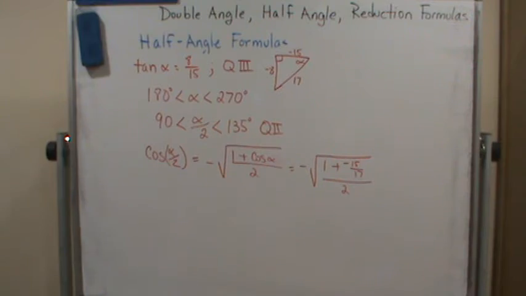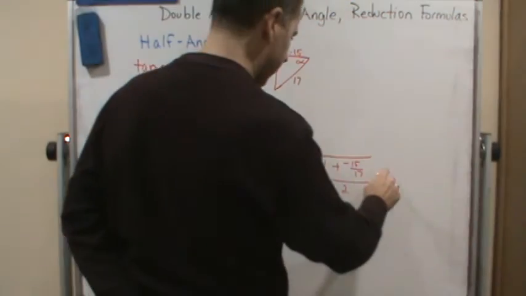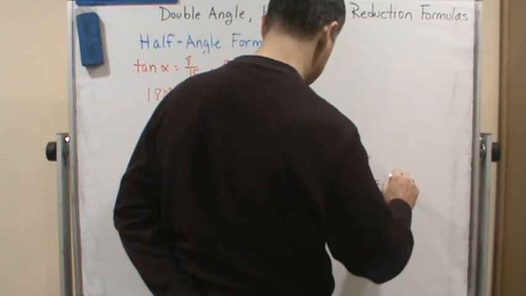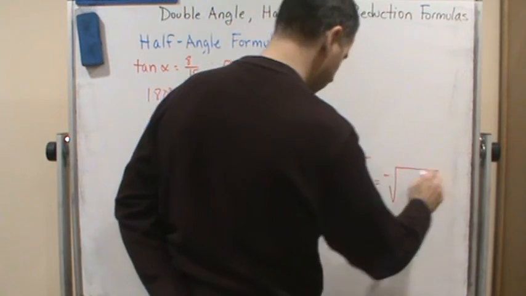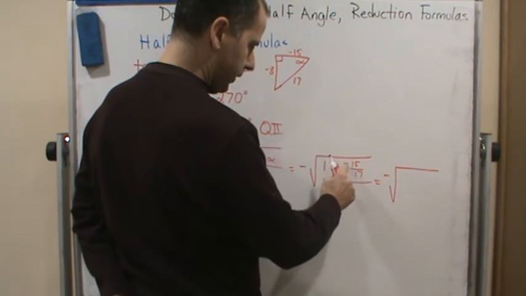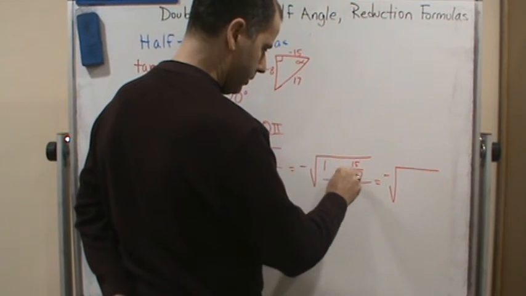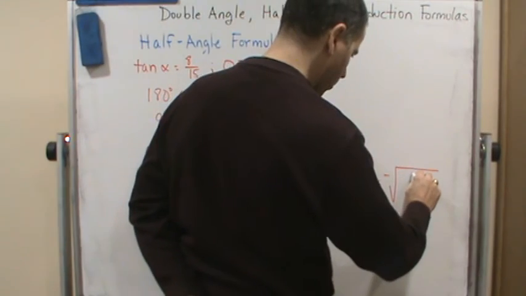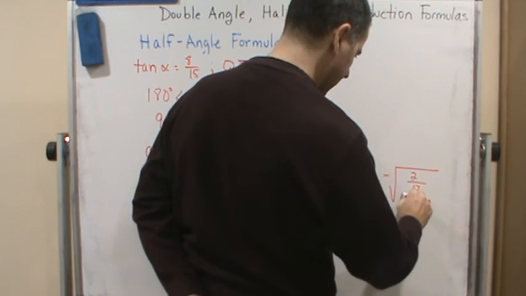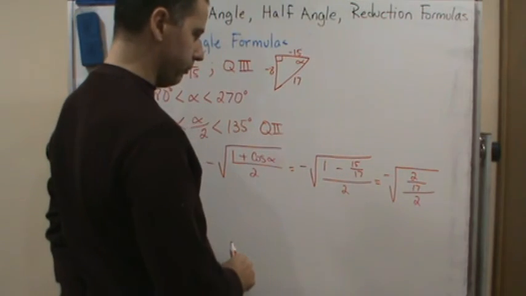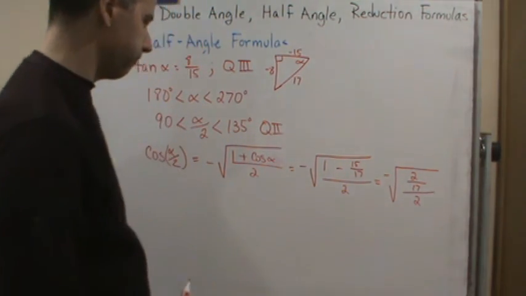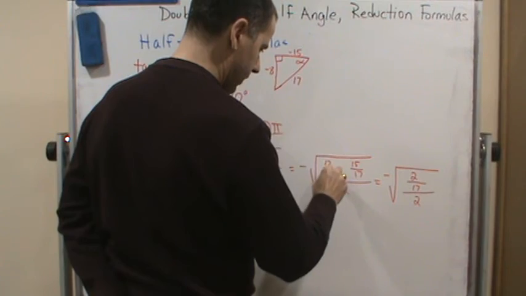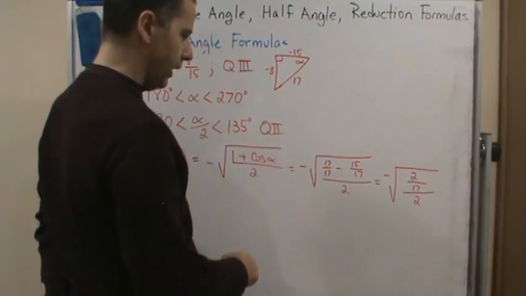Okay, so now I'm going to simplify this, and we get negative. Okay, so 1 minus, so this will become minus. 1 minus 15/17, so if this is 17/17, we'll get 2/17. Okay? Again, all I did was change this to 17/17 and then just subtract, and I get 2/17.